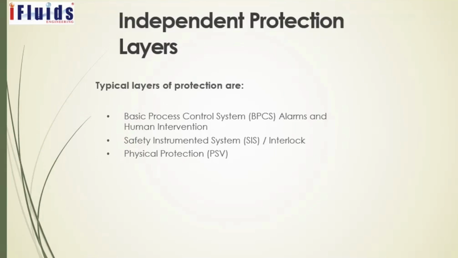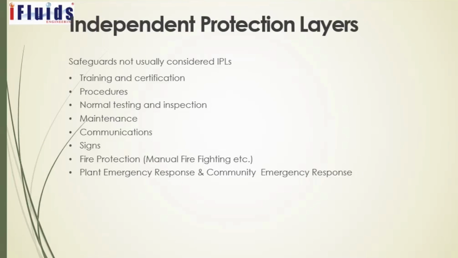Typical layers of protection are BPCS, a basic process control system, alarm and human intervention, safety instrumented system, SIS or an interlock, and physical protection such as PSV. Independent protection layers, safeguards are not usually considered IPLs: training and certification, procedures, normal testing and inspection, maintenance, communication, signs, fire protection manuals and firefighting, plant emergency response. These are not usually considered as an IPL.